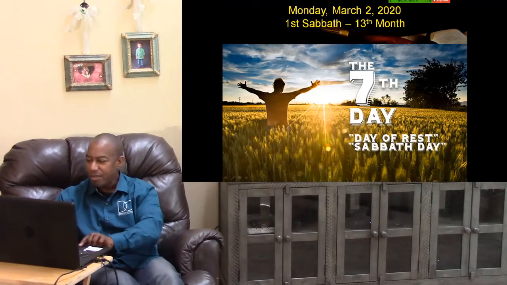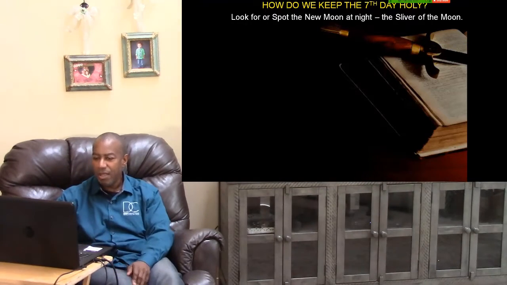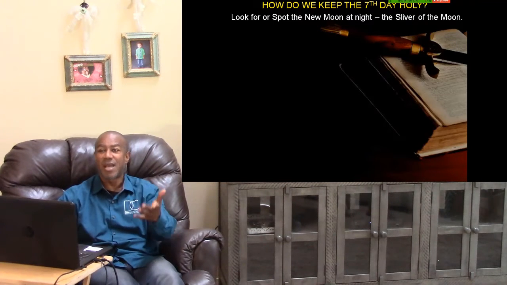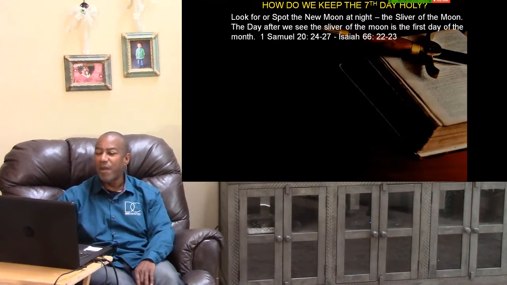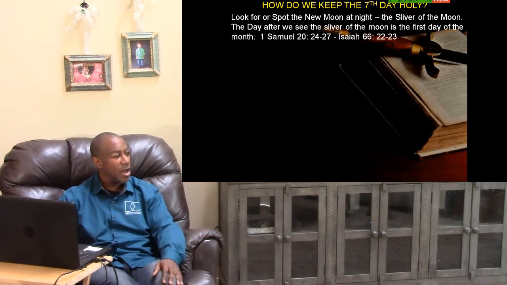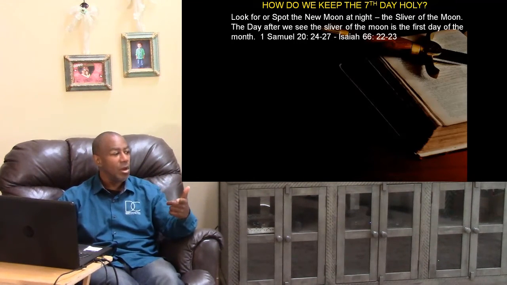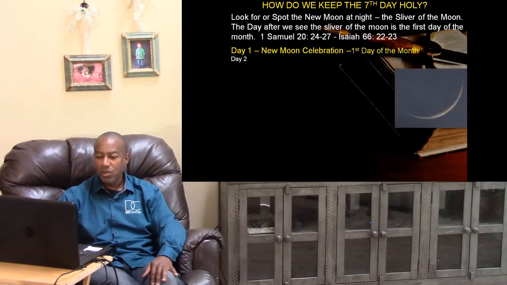So today is the Sabbath, and it is the first Sabbath of the 13th month, and here's how you get to the Sabbath for all of you that are new. You look and spot for the new moon, which we did last week. On this exact day, we saw the new moon, so we knew 7 days from then was going to be the seventh day.